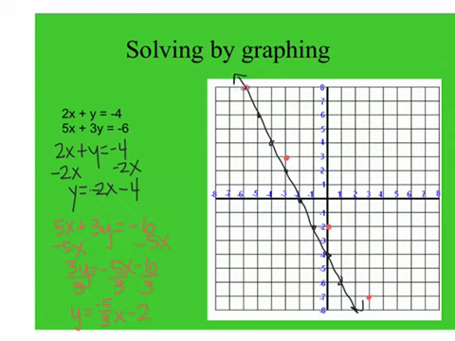It's a good thing I did that the entire way through, because they didn't cross until that last point there. So here's the point they cross at, which would be negative 6, positive 8. So my solution would be (negative 6, positive 8).